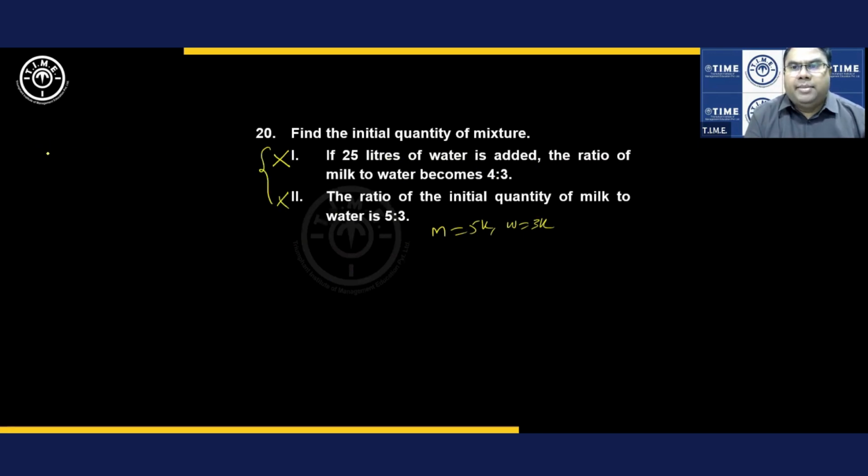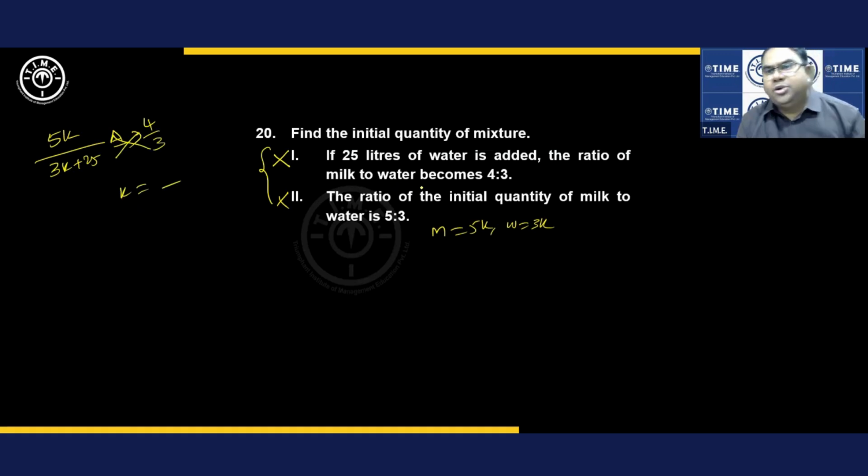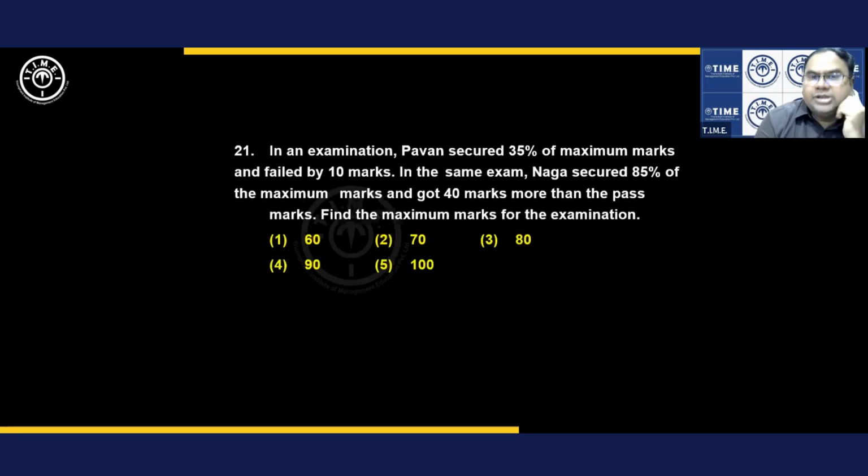Combine. I'm adding 25 liters of water. No change in milk. Water will be 3K plus 25. Then the ratio of milk and water becomes 4/3. Cross multiply and solve, you'll get K value. Once you know K value, you can find initial quantity of the mixture. It is 8K. Substitute K value, you'll get the answer. Combining both the statements, we can answer choice 5. Right? Select the correct alternative from the given choices.